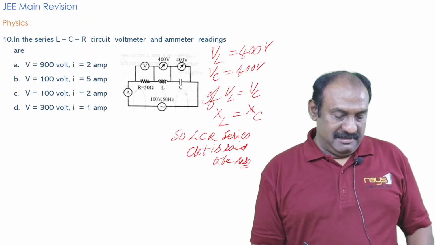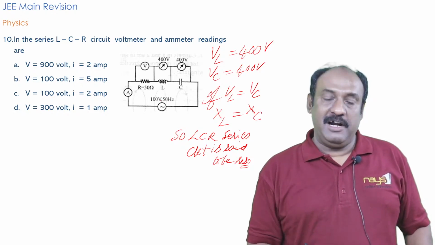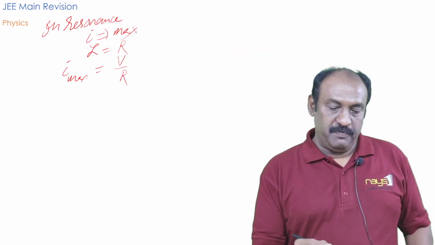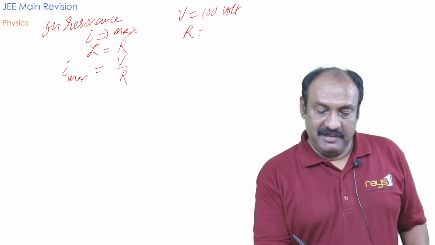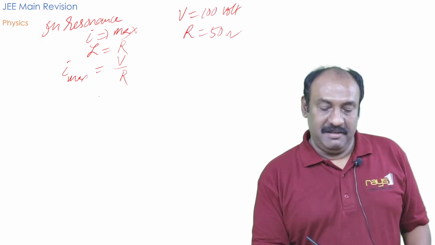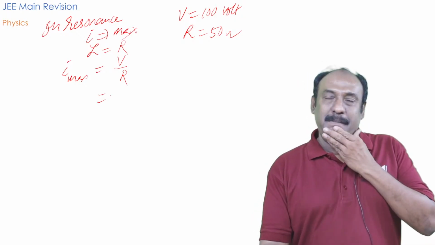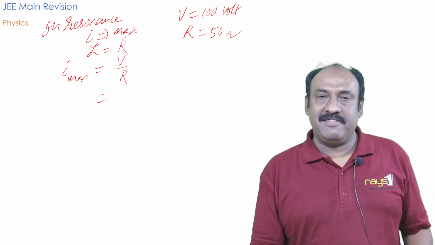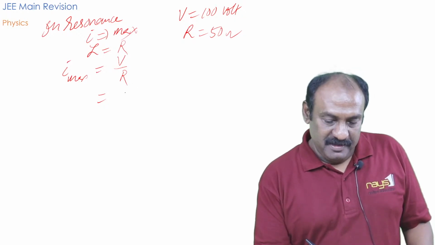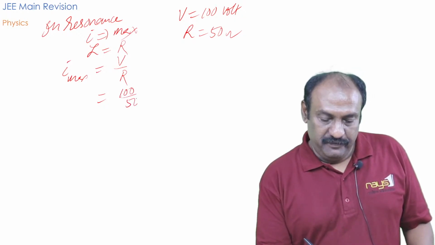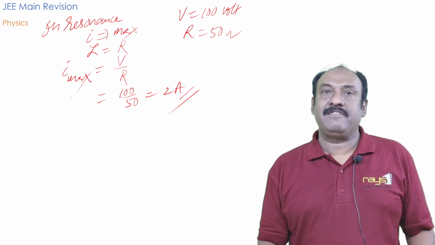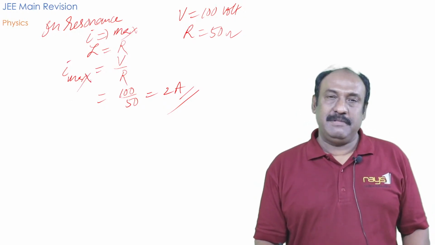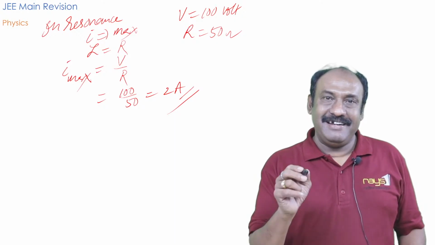So, what is the voltage applied here? Voltage applied is 100 volt, resistance is 50 ohm. So, V is given as 100 volt and resistance is given as 50 ohm. From this, the peak value of current, the maximum value of current in the LCR series circuit at resonance, is 100 by 50, that is equal to 2 ampere, the maximum current in the LCR circuit when it is in resonance.